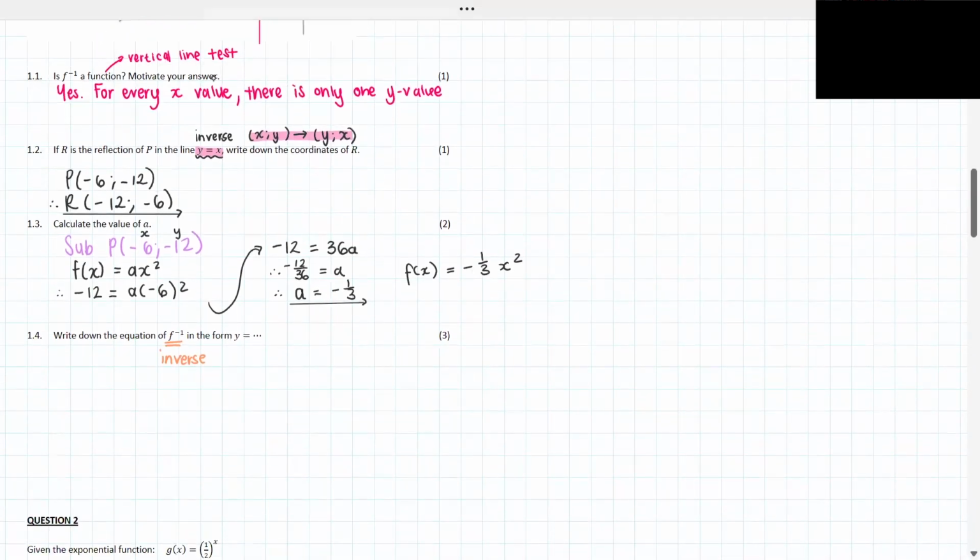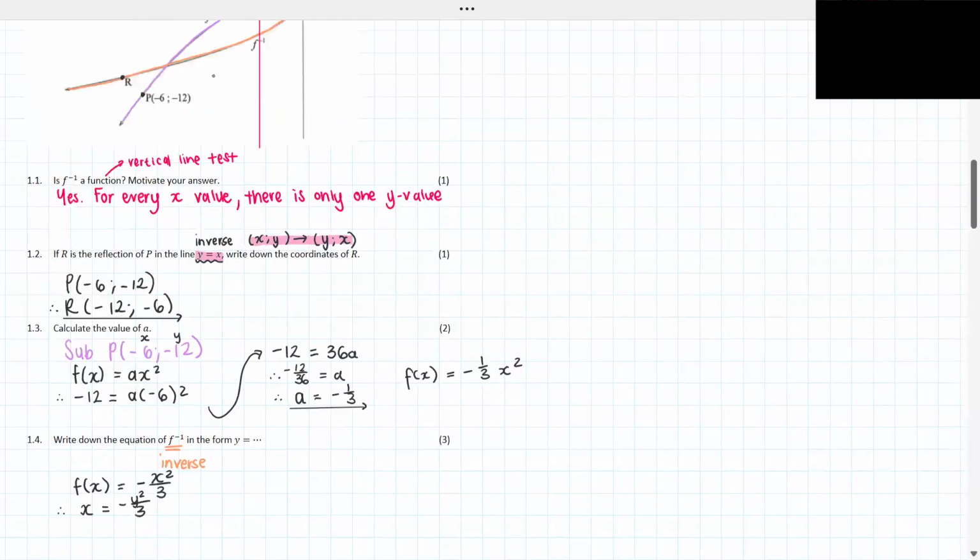So f of x was equal to, and I'm just going to write this as -x squared over 3. You can write it as -1/3 x squared if you want. I just find that in terms of now going to find the inverse, this is a little bit easier. Remember, inverse, we swap x and y. So we've got x is equal to -y squared over 3. That doesn't look like a squared. Let's try that again. And what we now do is we solve for y.